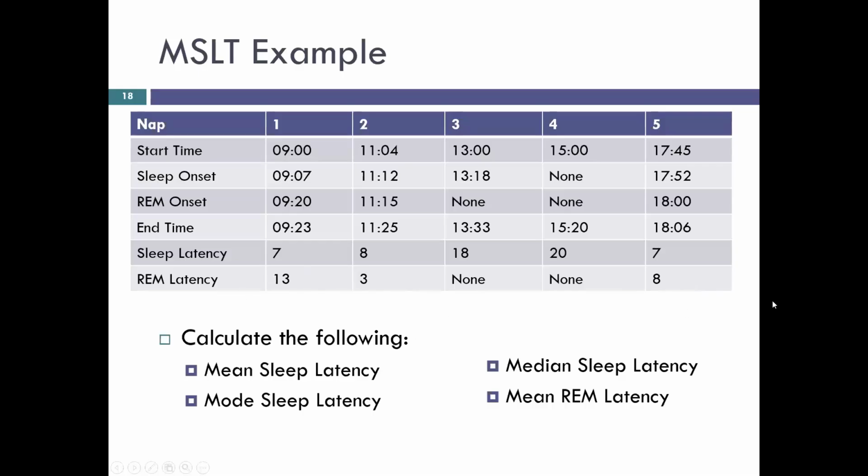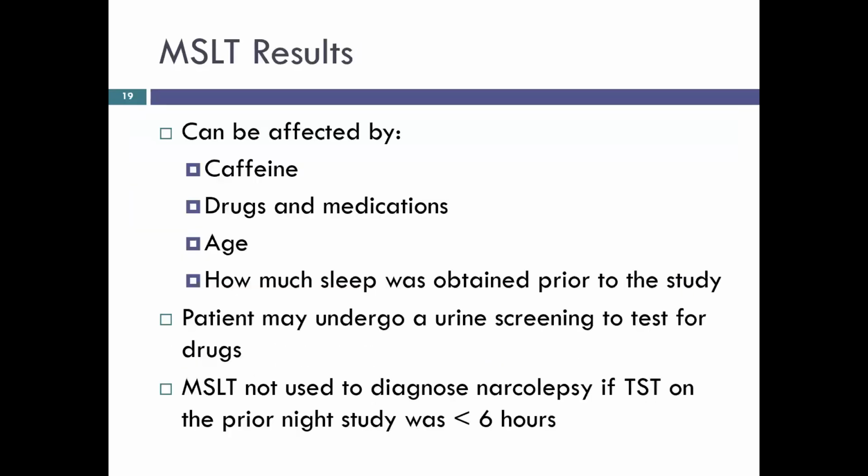So if you have 3 REM latencies, that means they are positive for narcolepsy. So there's two things that we can evaluate based off of the results of the MSLT: their level of sleepiness based on their mean sleep latency, and whether or not they're positive or negative for narcolepsy if there was sleep onset REMs or not.